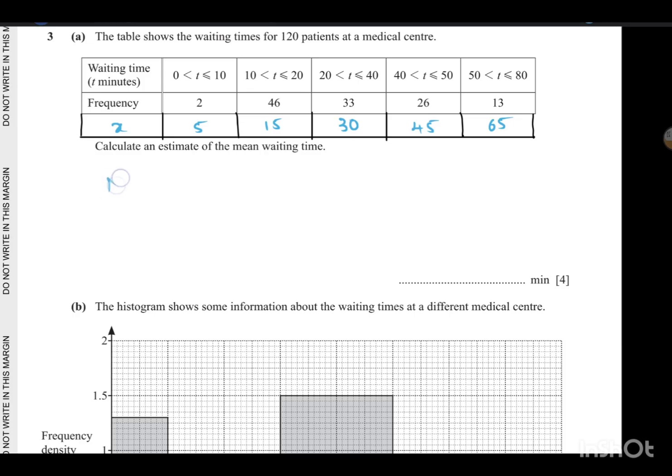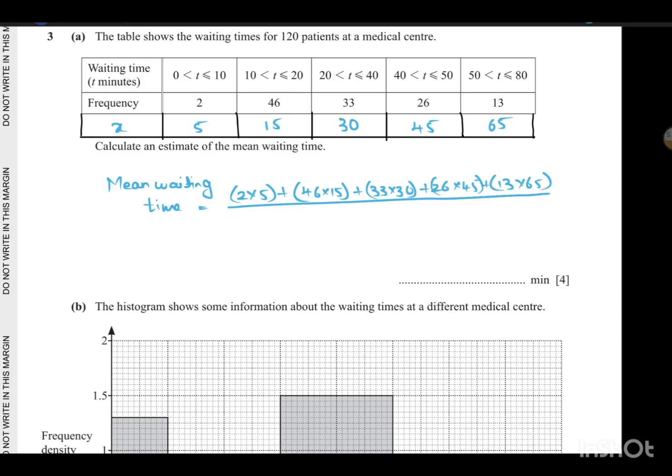And what is the mean value? Mean waiting time is equal to frequency into mid value plus again frequency into mid value, plus frequency into mid value, plus frequency into mid value, plus frequency into mid value, divided by the total of frequency. Total is 120. Use the calculator here.